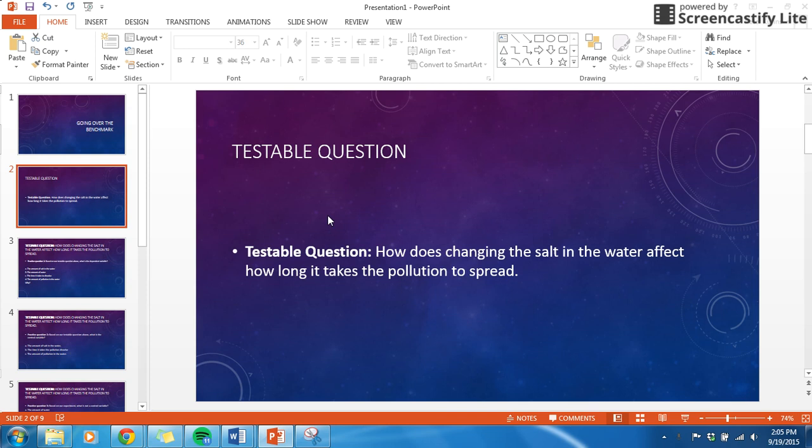Remember our density lab, right after we took the benchmark, with the egg, the salt water, and the pollution. We know that our testable question for this lab was how does changing the salt in the water affect how long it takes the pollution to spread? So get that down in your notes now.